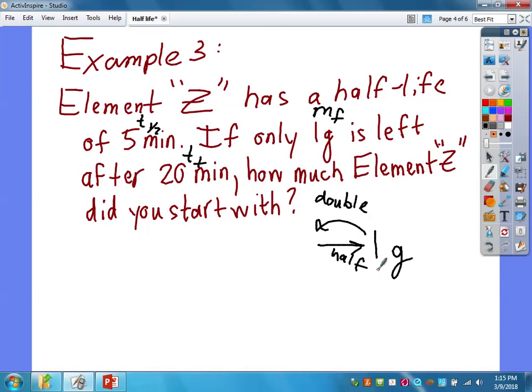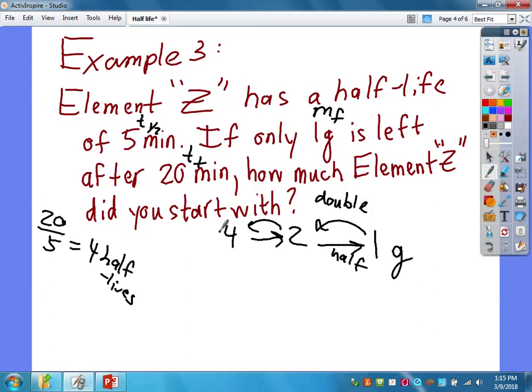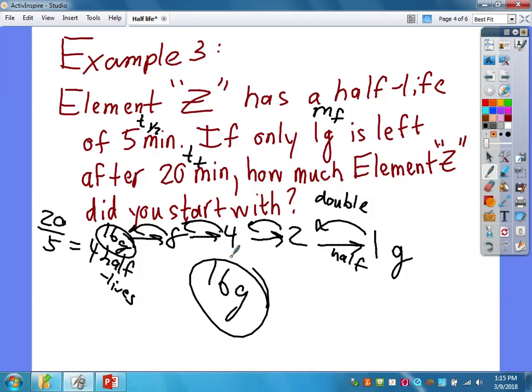So I have 20 minutes, the total time. 5 minutes is the half-life. So 20 divided by 5, there must be 4 half-lives. Therefore, I'm going to double it once. I'm going to double it again. That's 2. I'm going to double it again. That's 3. And I'm going to double it one more time. 16 grams. So my answer is 16 grams is what I started with.